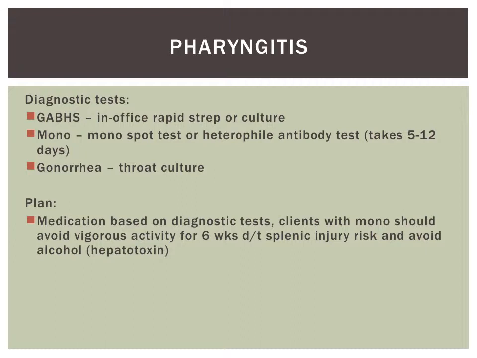And then plan for pharyngitis. Medication will be based on diagnostic tests. Clients with mono should avoid vigorous activity for 6 weeks, and that's due to splenic injury because you will see the spleen enlarged in the presence of a mononucleosis infection, and they should avoid alcohol as well due to that hepatotoxicity.